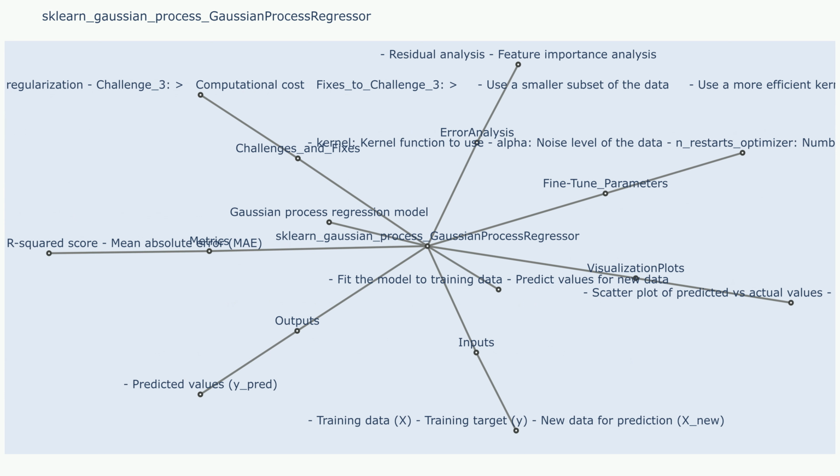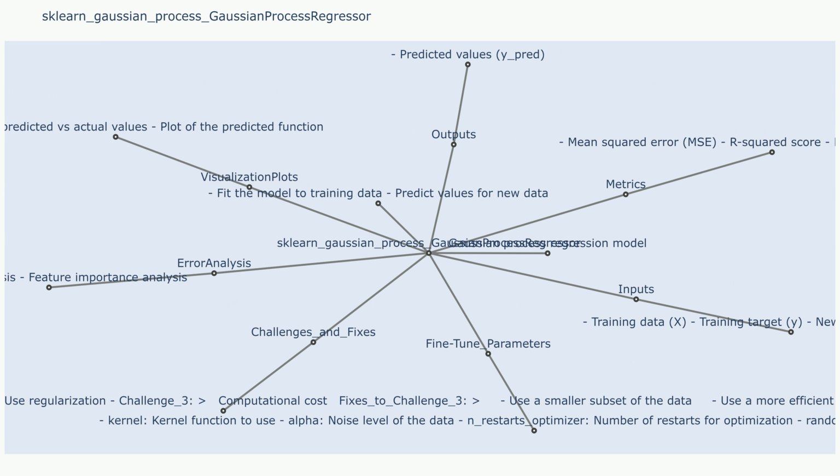YSTD. This is the standard deviation of the predictive distribution at each point in your test data. It provides a measure of uncertainty associated with your predictions. Steps. Data preprocessing. Your data needs to be prepared for Gaussian process regression. This involves scaling your features and potentially handling missing values.